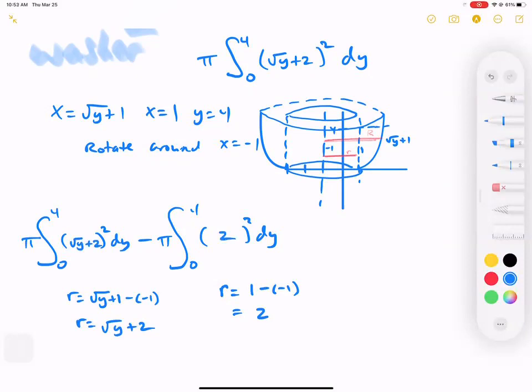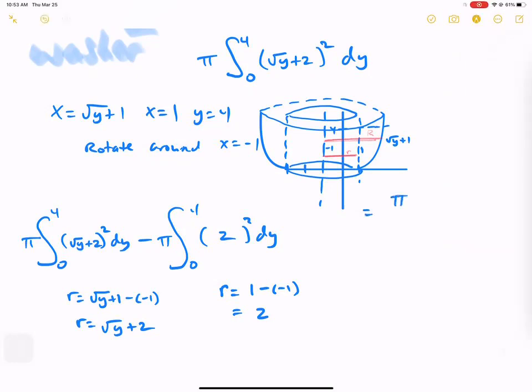Now, what's a fast way of writing this? Our formula for the fast way of writing this is pi integral of capital R squared minus little r squared dy. That is our fast way of writing washers, which is exactly the same thing here. They both have a pi, and they both have an integral, and we're just minusing the r squares. So you can jump by saying, hey, they're both going from 0 to 4. Right? This is one continuous object.